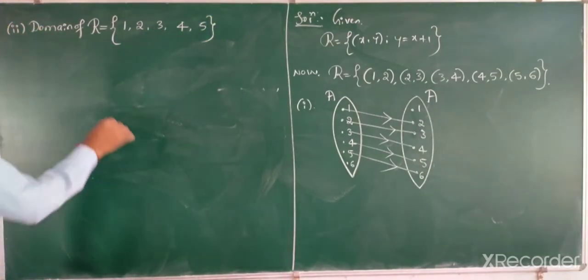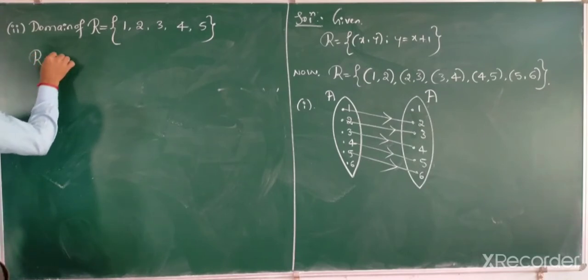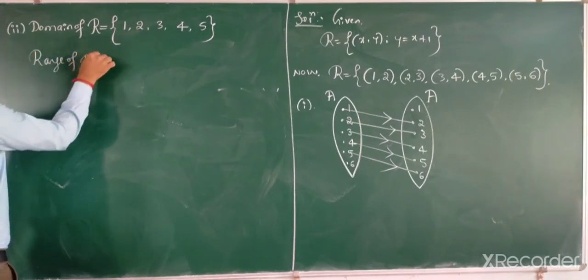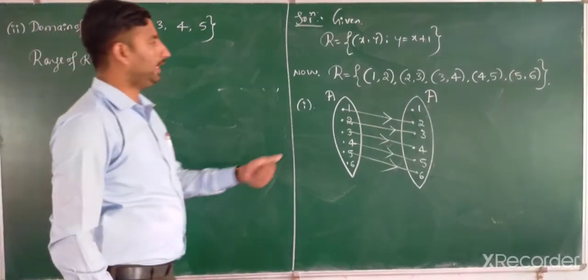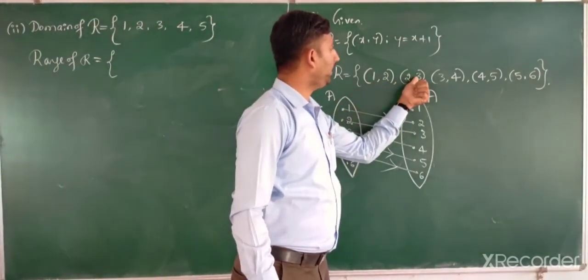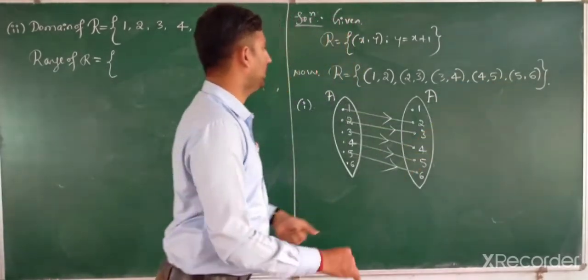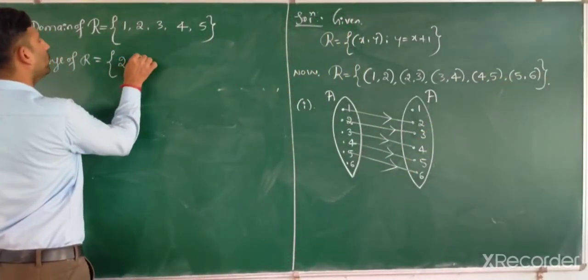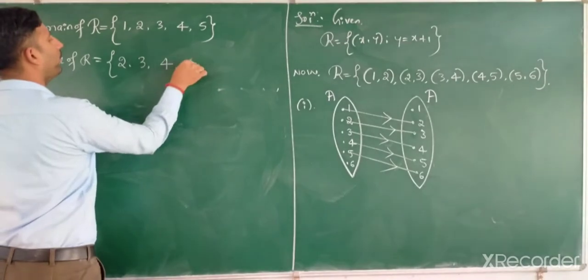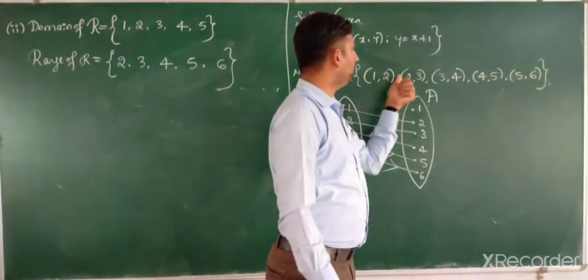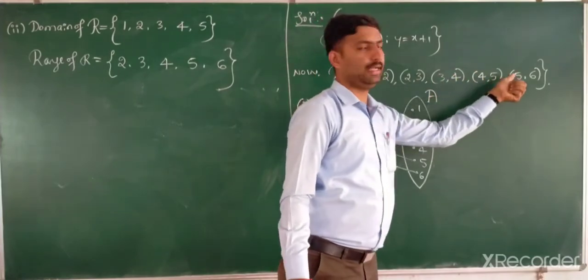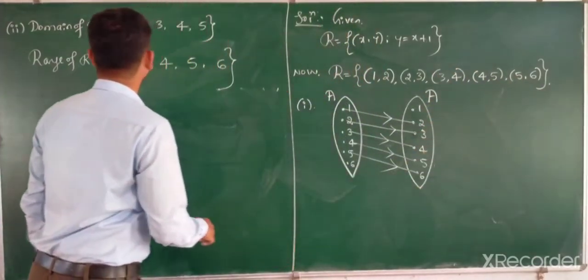After that, range of R. Range of R is nothing but what? The set of all second components. They are nothing but 2, 3, 4, 5, 6. It is nothing but the range of R.